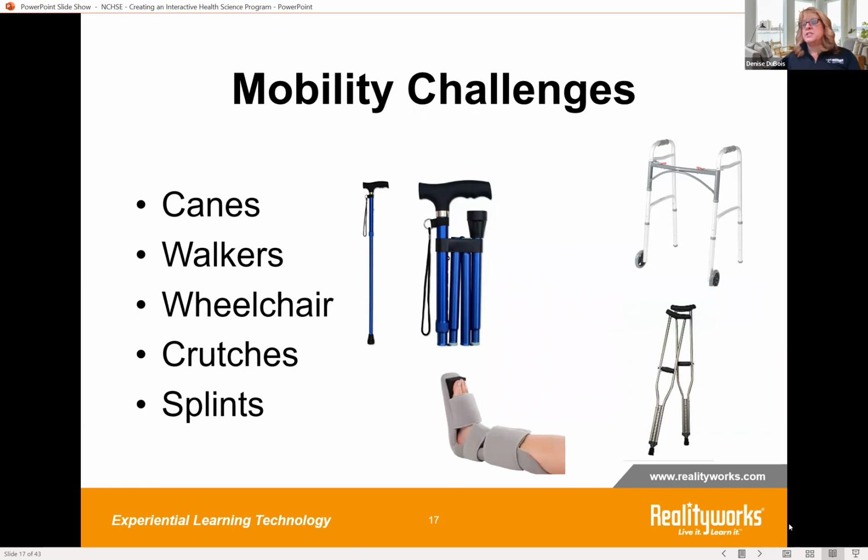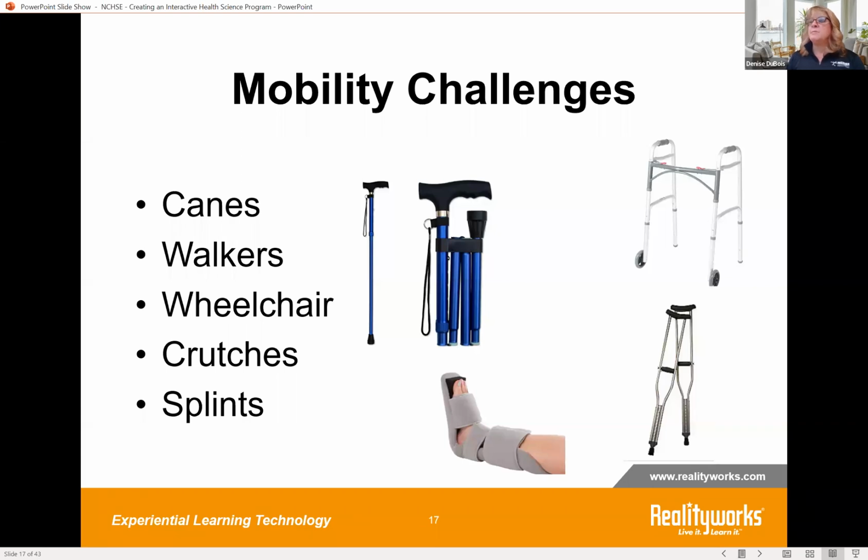So for mobility challenges, certainly use things like canes, walkers, wheelchairs if you've got them, even crutches and splints, and have your students do a series of tasks, perhaps walking across the room, picking something off the floor, maybe having to go up steps. If they've never used some of these devices before, again, very, very eye-opening. I know the first time I tried a walker, I thought, wow, how do you go down the stair or around a corner and through a door? I mean, it's a lot to manage.